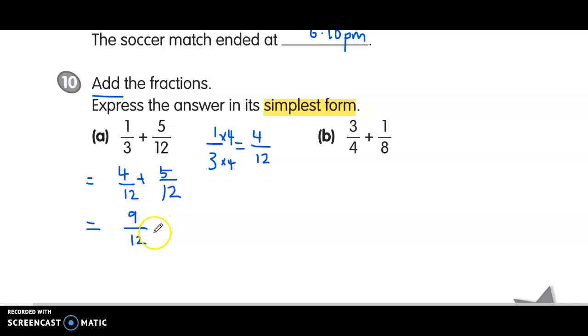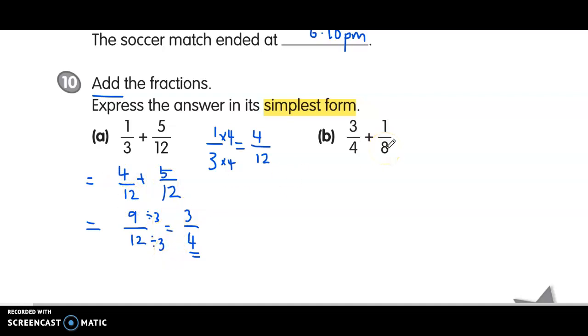Now, is this the final answer? No, because the instruction is very clear. You need to make it into its simplest form. So what number can we divide both the numerator and the denominator? Divided by 3. So therefore, 9 divided by 3 is 3. 12 divided by 3 is 3, 6, 9, 12. So how many fingers are you counting? 4. Can we divide any more with the same number? No more. Therefore, the answer is 3/4. Okay, so those who are wrong, do not just write 3/4. You are supposed to write the whole thing now again.